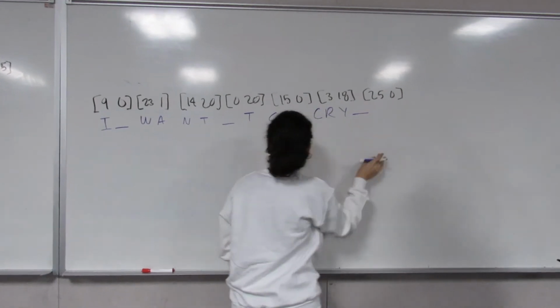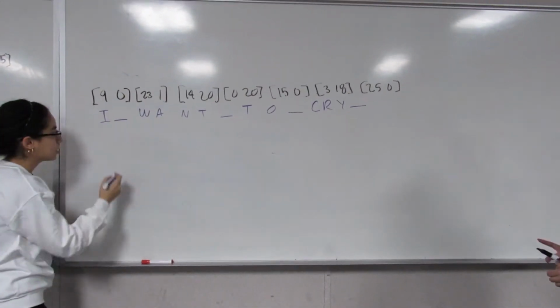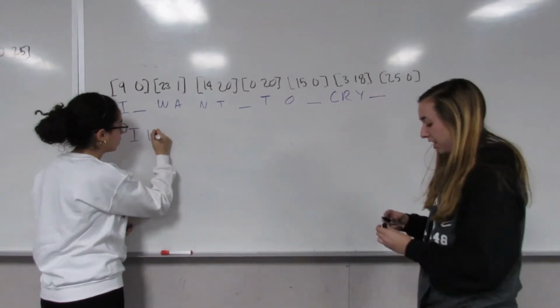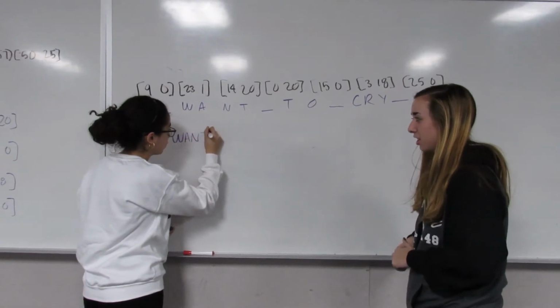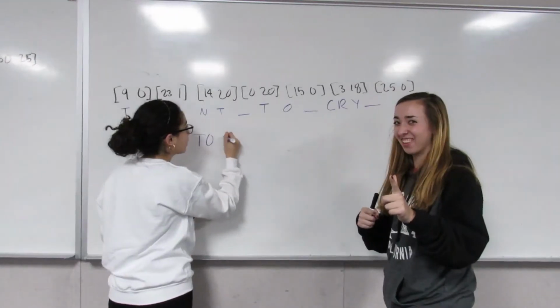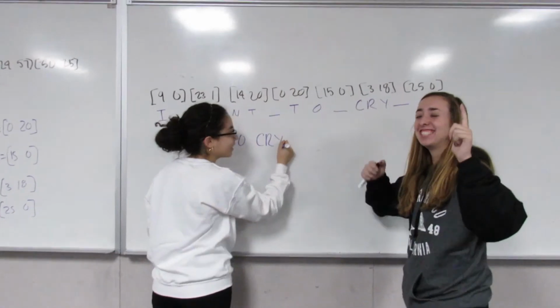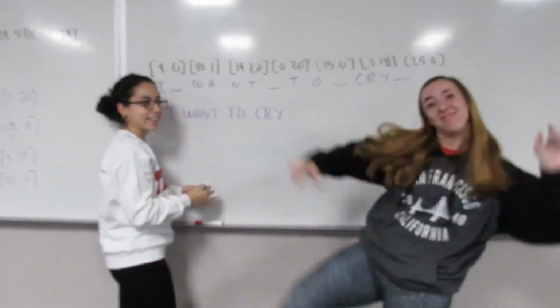I'm messing up all the letters. So if we take away the spaces, it's just our message again. Exactly. But now we don't want to cry anymore, because we know how to encode and decode matrices.